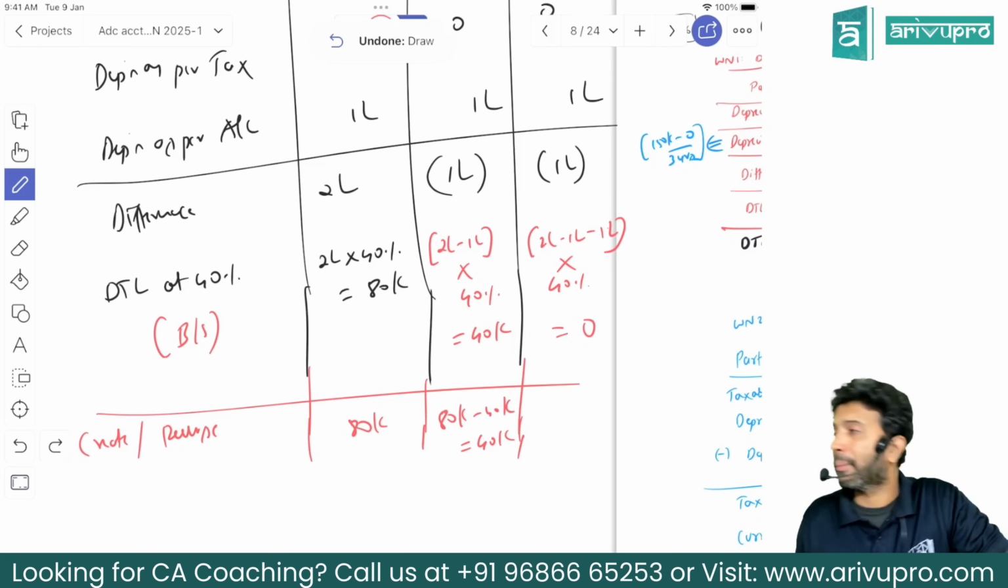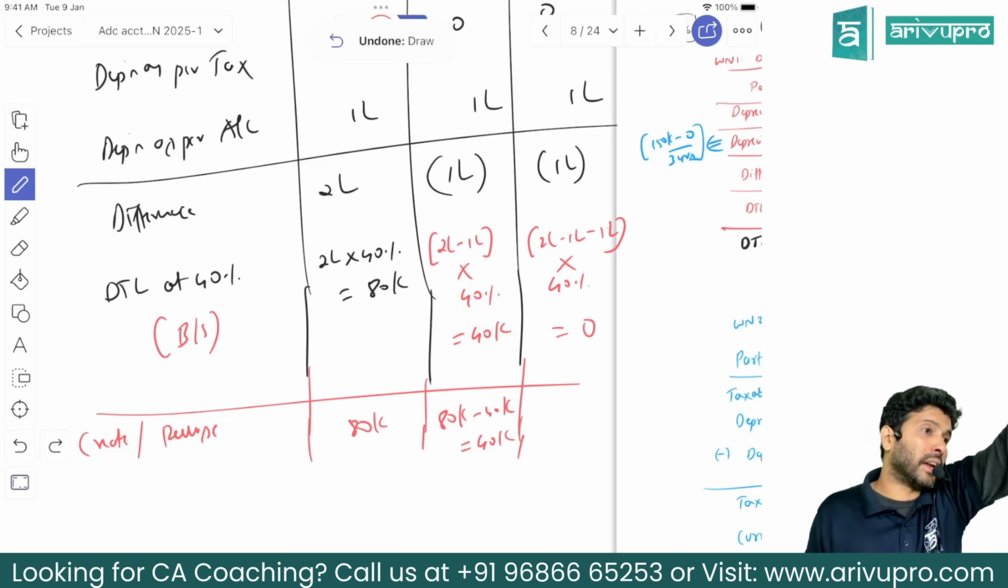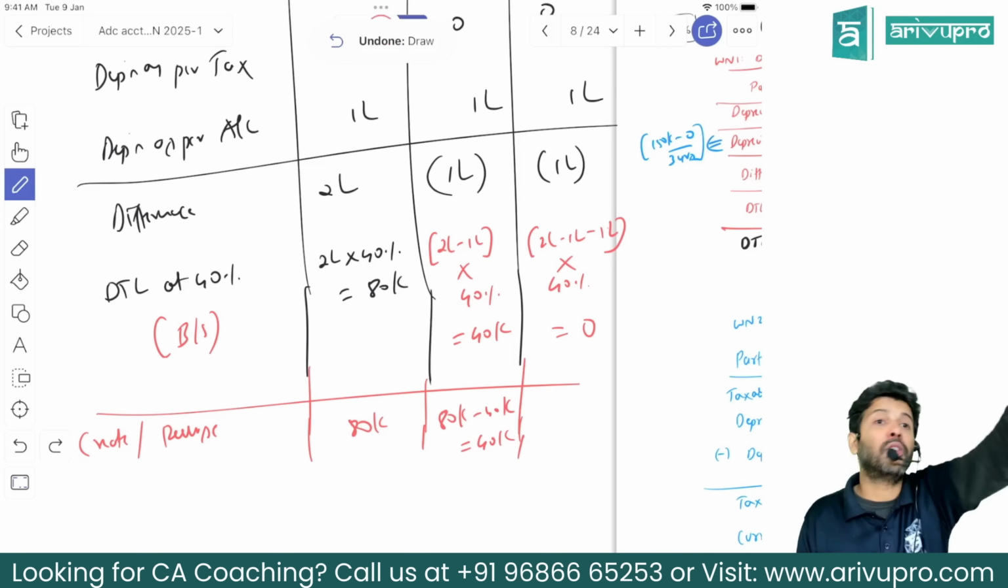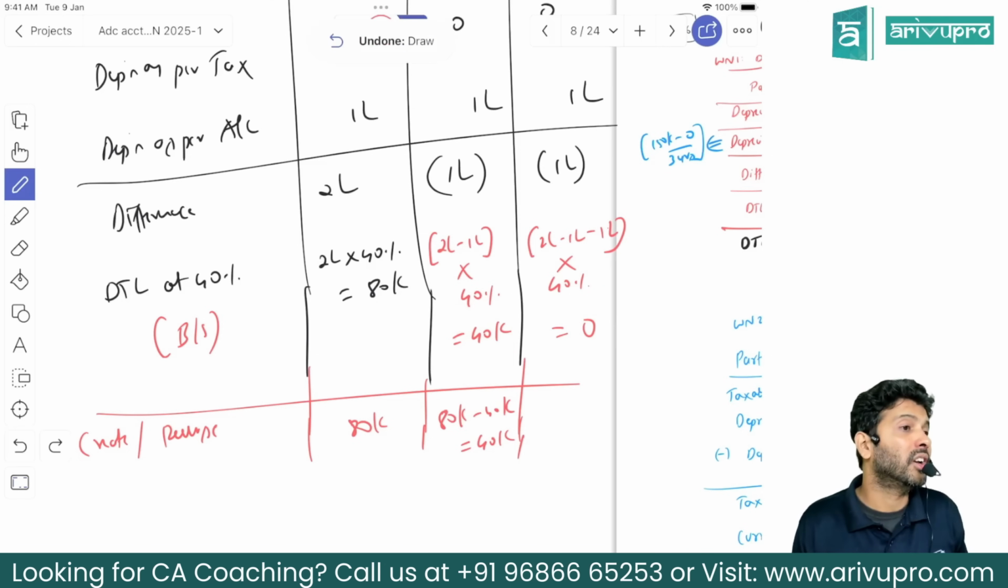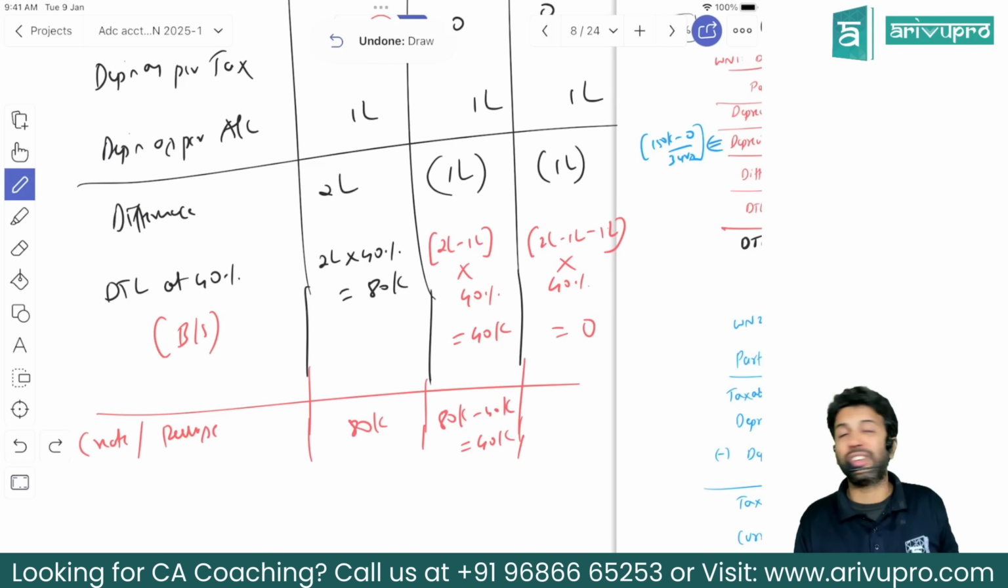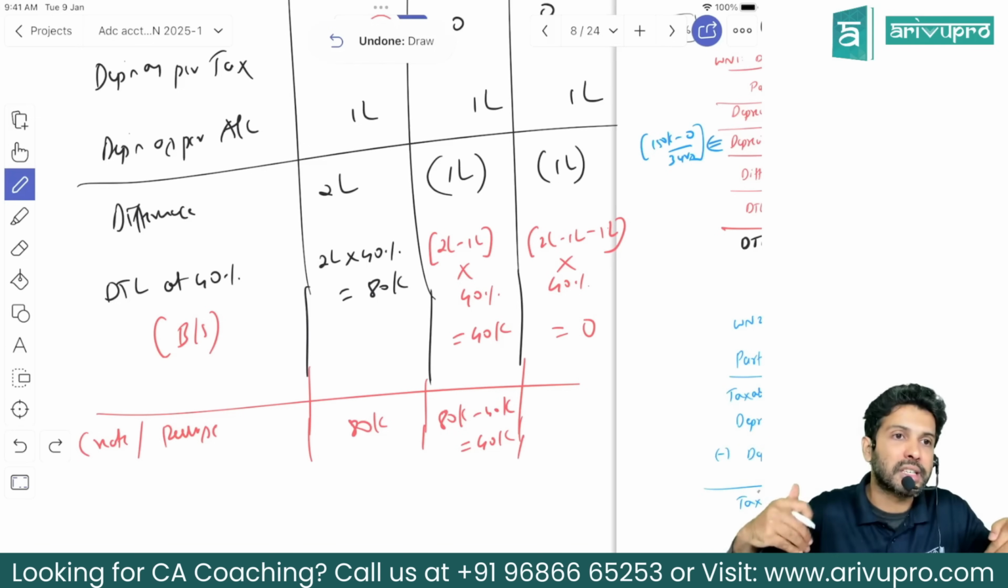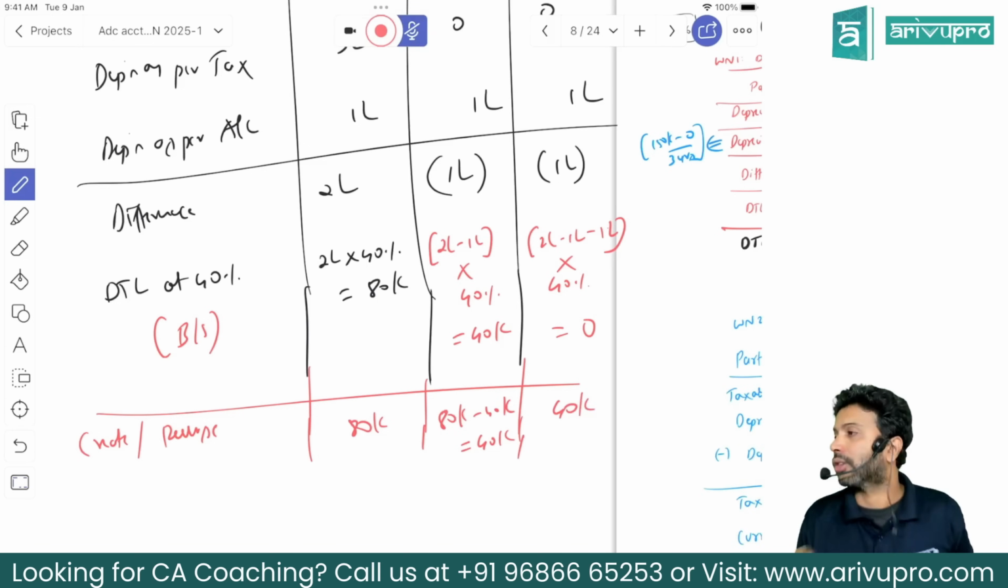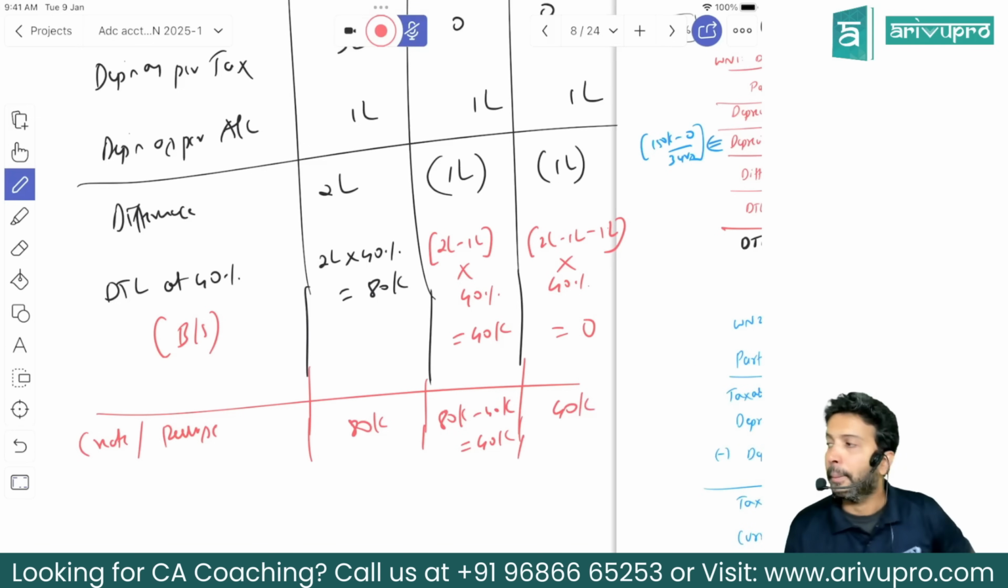Second year ka closing balance will become third year ka opening. That means what is the opening balance of DTL? 40. But closing balance should be how much? 0. So from 40 it should become 0, means you have to reverse. How much reversal? 40,000.